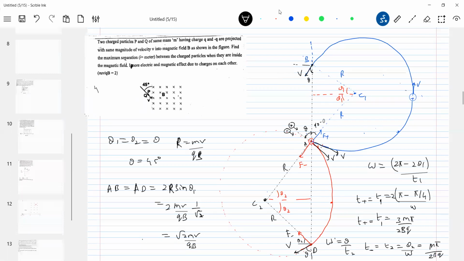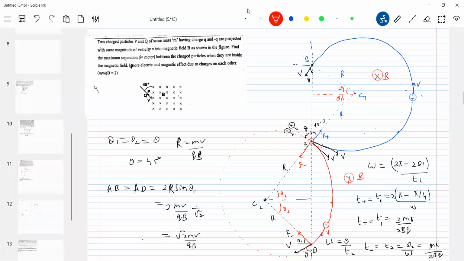Okay, now let's come for the maximum distance. How to calculate that maximum distance? Relative B equal to 0. Maximum distance between them. Who will come out of magnetic field? So this is the magnetic field into the plane. Everywhere the magnetic field is present on the right hand side. The negative charge particle will come out first.